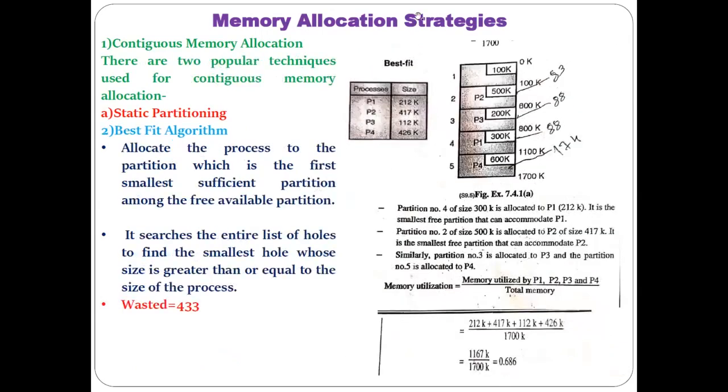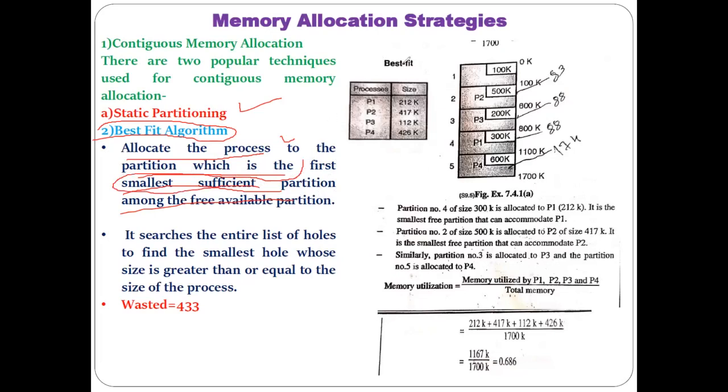Let's see the next algorithm strategy in static partitioning, which we utilize to allocate memory for the different processes. The second strategy is the best fit algorithm. The same example we utilize here. So what does the best fit algorithm say? Allocate the process to the partition which is the smallest sufficient partition among the free available partitions. Concentrate on this particular sentence.